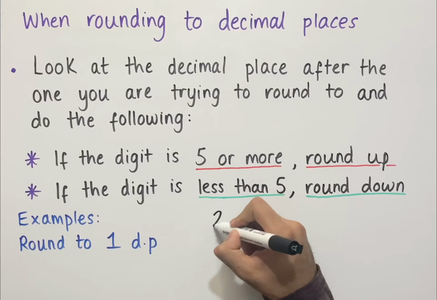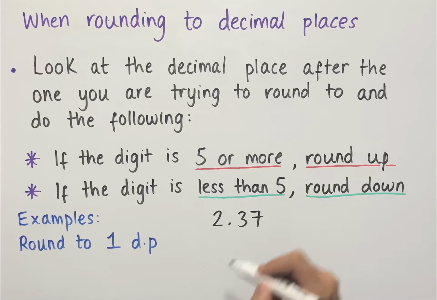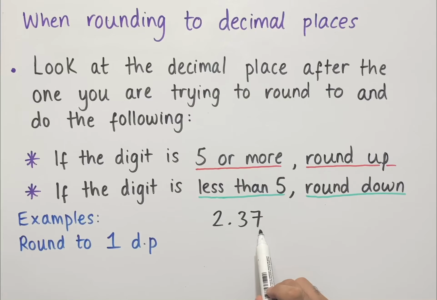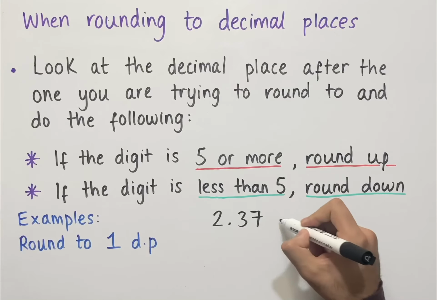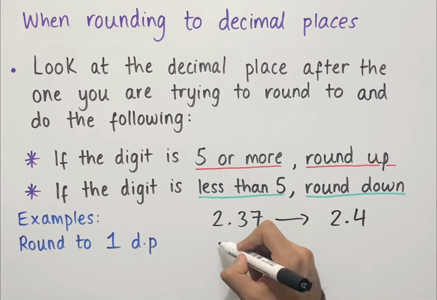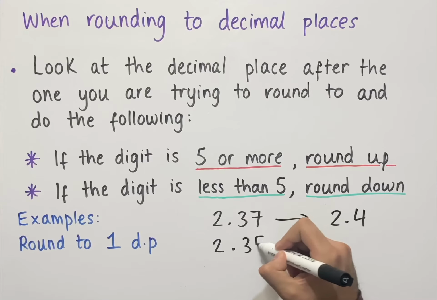So let's start with 2.37. If we're trying to round to 1 decimal place, we need to look at the decimal place after the one we're trying to round to. So that's going to be the second decimal place. And now we need to determine whether this digit, the 7, is 5 or more or less than 5. 7 is 5 or more, and so we need to round up, and so this becomes 2.4, since we add 1 to the first decimal place. That will result in this rounding up. So 2.37 becomes 2.4.